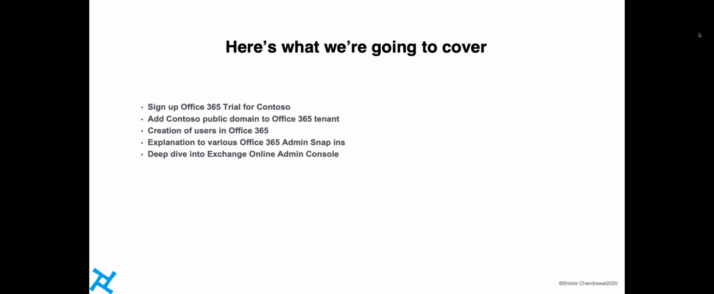So here is what we are going to cover in this module. We are going to sign up an Office 365 account for Contoso. We're going to add their public domain, which we purchased for their emails when we were setting up their Exchange server. So we are going to set up that public domain in Office 365 so that their users can have their email address as username@contoso.com or whatever email domain you purchased.